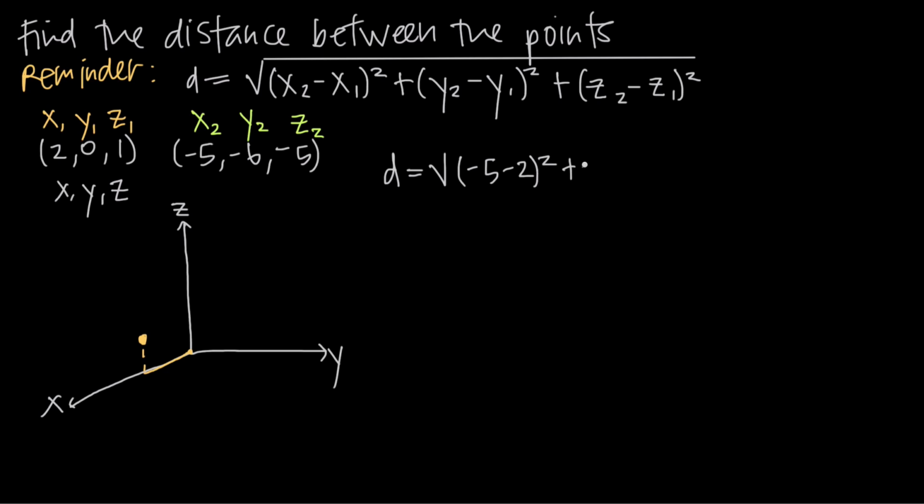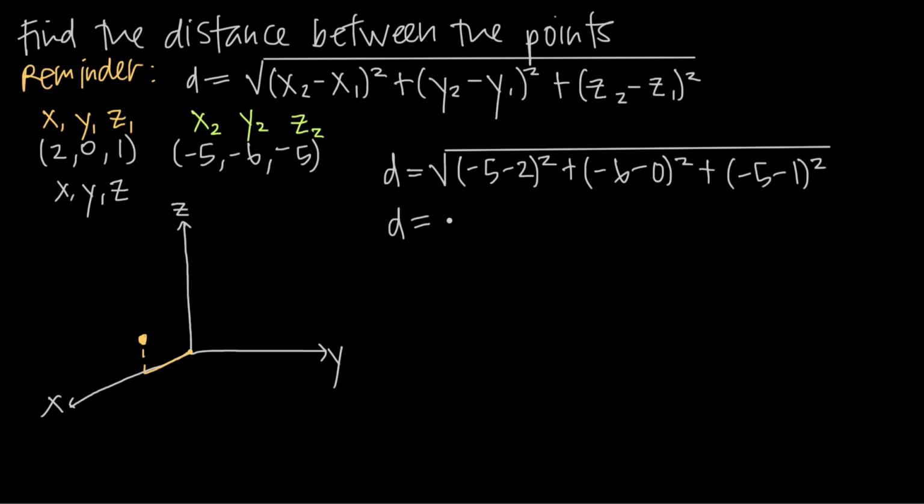So here we have then plus y sub 2 minus y sub 1, so -6 minus y sub 1, which is 0, so minus 0, quantity squared, plus z sub 2, which is -5, minus z sub 1, which is 1, quantity squared, and then we're going to just call this the square root of everything like that. So then when we simplify here, we're going to get distance is equal to the square root of -5 minus 2, which is -7, and -7 squared is 49. Here we're going to have then -6 minus 0, which is -6, and -6 squared is going to give us a positive 36. And then here, -5 minus 1 gives us a -6. Squaring it gives us a positive 36 again. So that's how we're going to simplify underneath the square root.